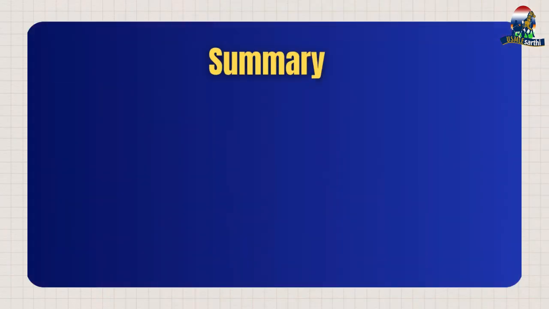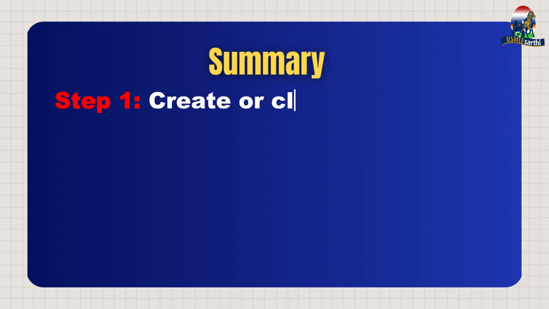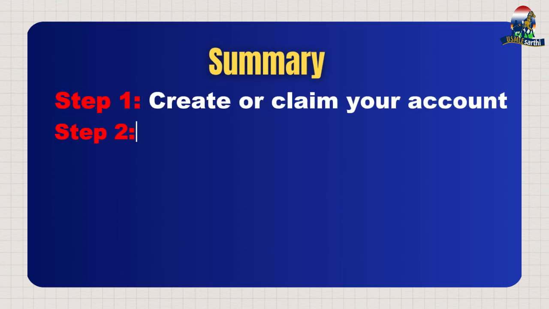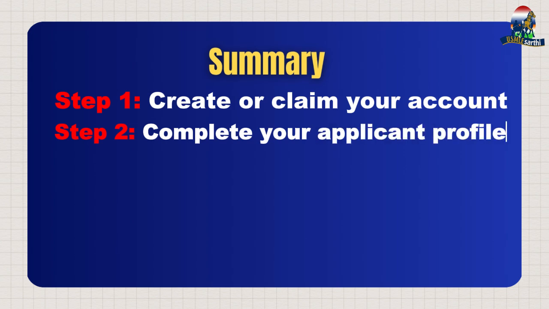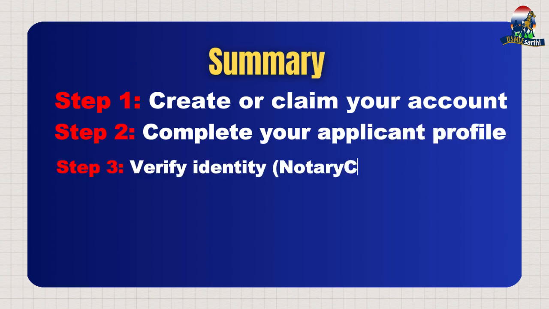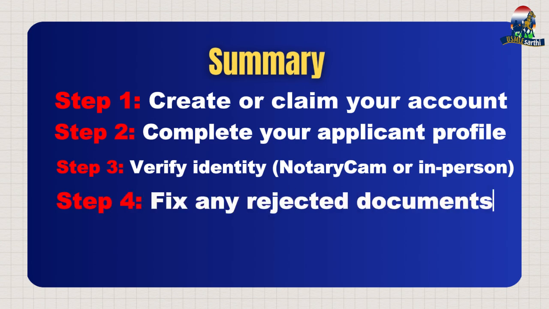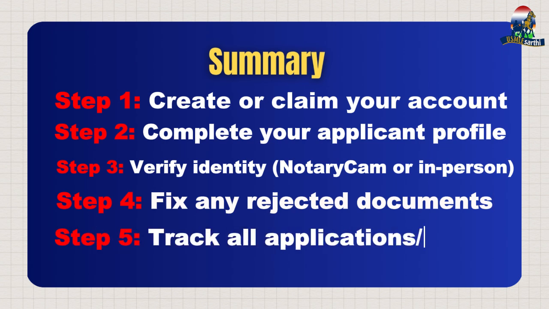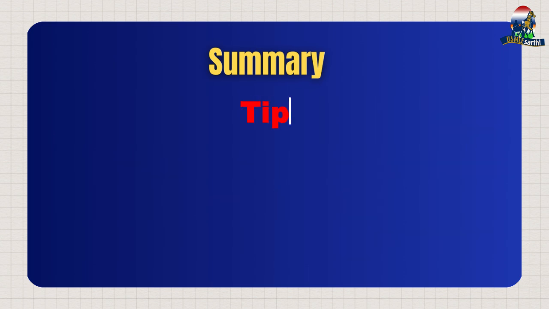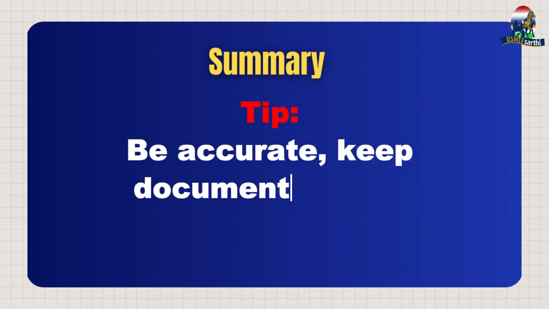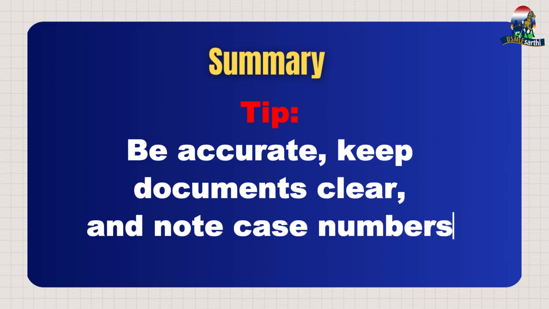Here's a quick summary of the process. Step 1. Create or claim your account. Step 2. Complete your applicant profile. Step 3. Verify your identity, either online through Notary Cam or in person. Step 4. Fix any rejected documents before moving forward. Step 5. Track all your applications and cases in one place. Tip. Always be accurate, keep your documents clear, and don't forget to note your case numbers.